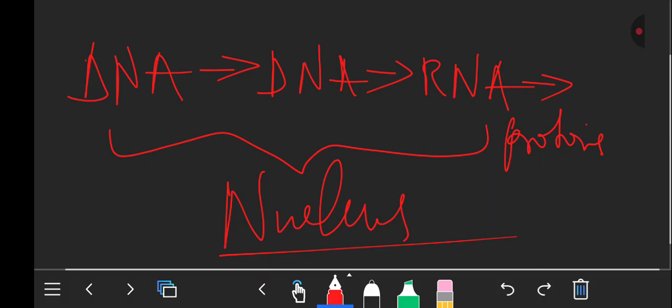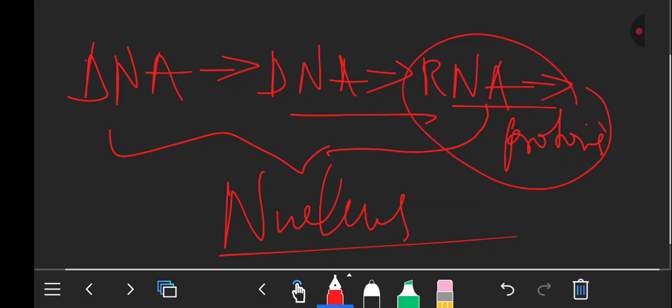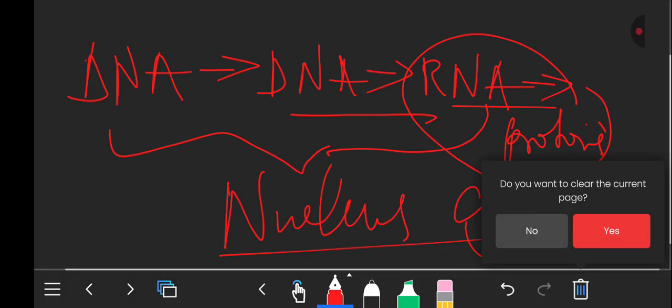In short, the process of conversion of DNA to DNA, replication, and also the conversion of DNA to RNA, transcription, take place in the nucleus. Only for the RNA to proteins, that is the one which takes place in the cytoplasm now. So it is very important for us to understand.